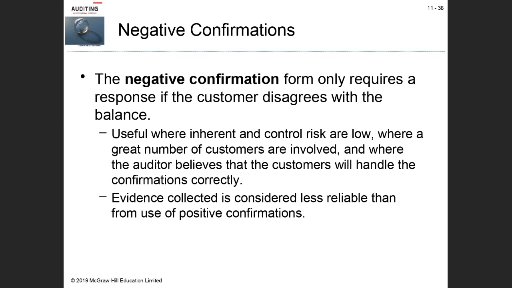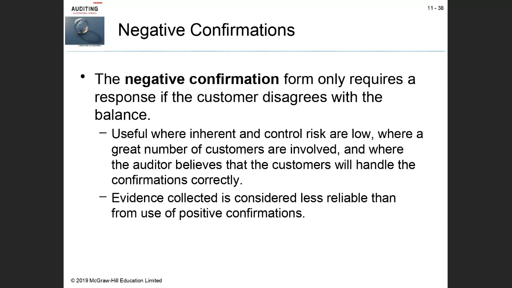Control risk is low. So what type of companies have very strong internal control systems? Banks, right? Banks and financial institutions. So in the audit of banks and financial institutions, negative confirmations will be used in certain cases. So here's an example of when a negative confirmation would be used. So let's say you're auditing the Royal Bank of Canada.